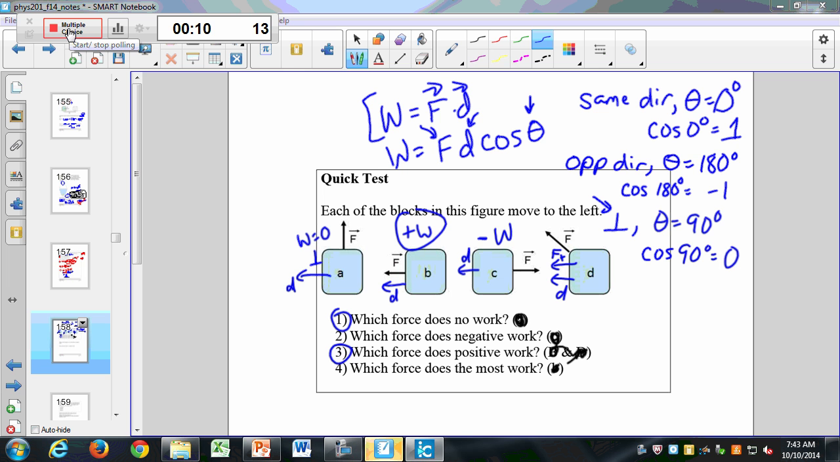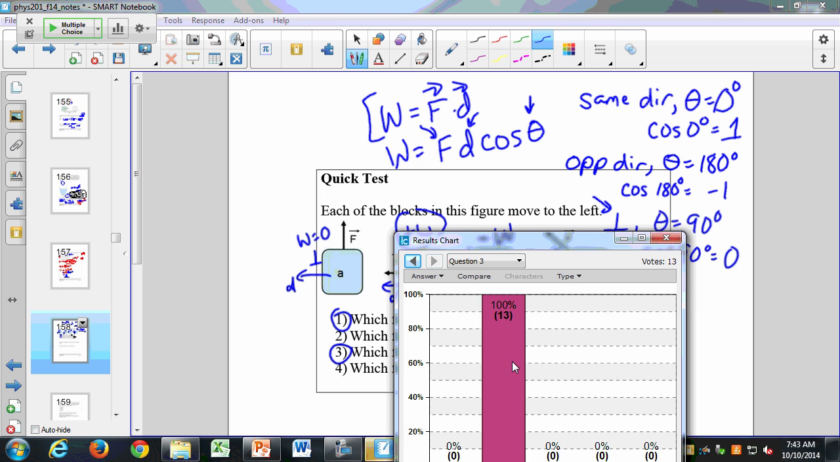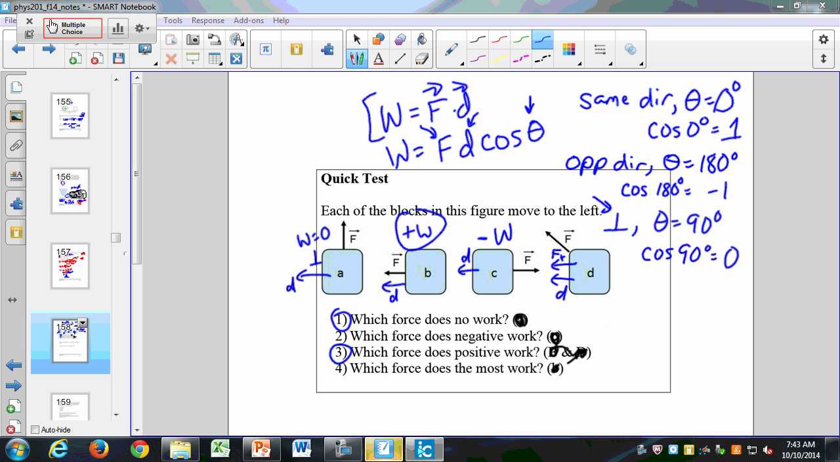Alright, just a few more seconds. We'll stop at 12. And then which force does the most work? The most positive work. Now, forces on B and C do the same amount of work, but one is actually taking away energy, and one is giving energy. So which force does the most work? That would be B.